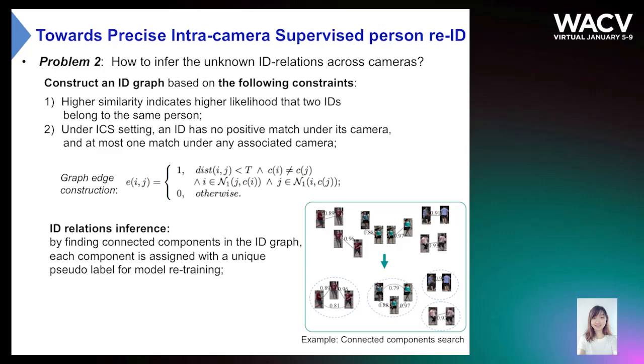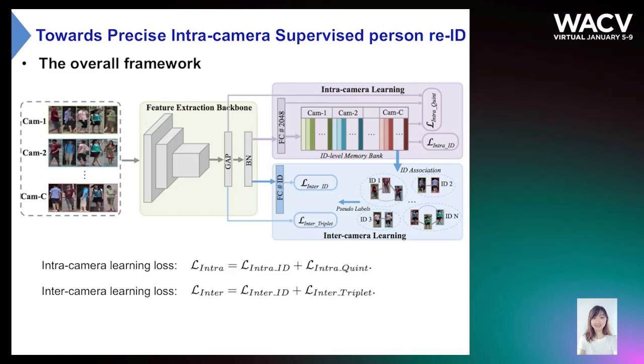The overall framework mainly consists of 4 parts: the inputs, the feature extraction backbone, and the intra-camera and inter-camera learning parts. For inter-camera learning, which is also the retraining step in the last slide, the cross-entropy loss and triplet loss are adopted to train the model in a fully supervised fashion.